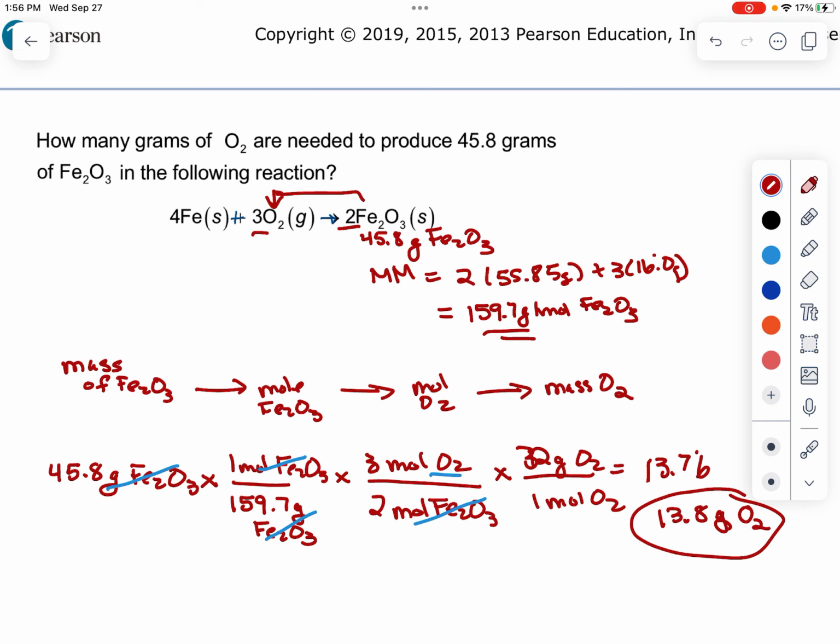Let me just do that again, just to be sure. 45.8 times 3 times 32 divided by 159.7 divided by 2. Yep, 13.8 grams.